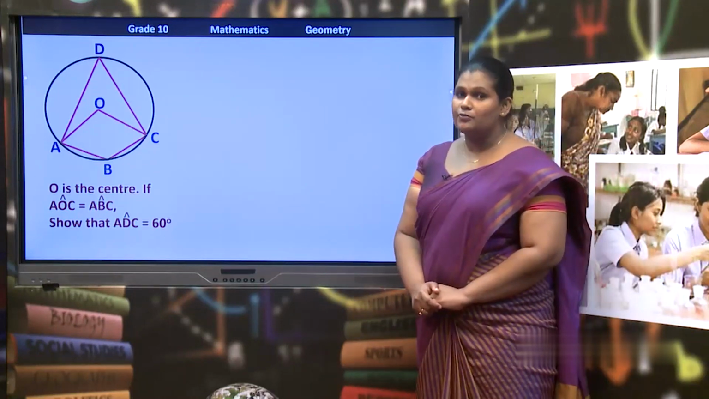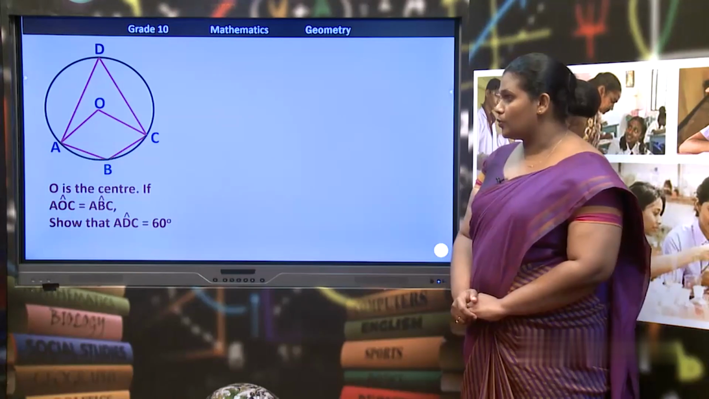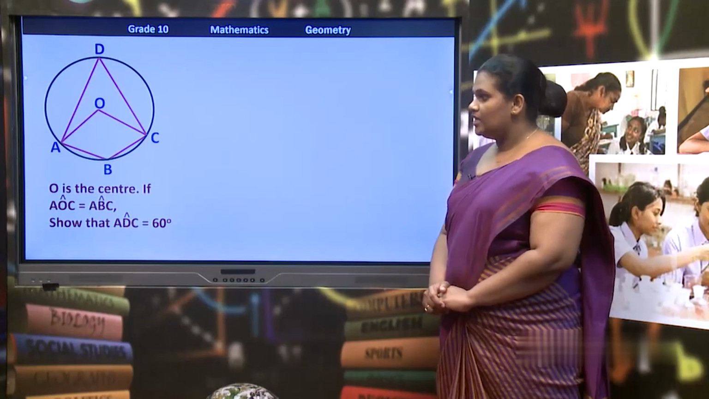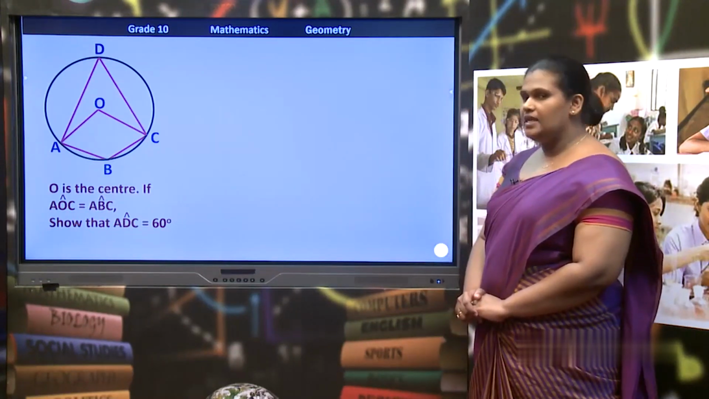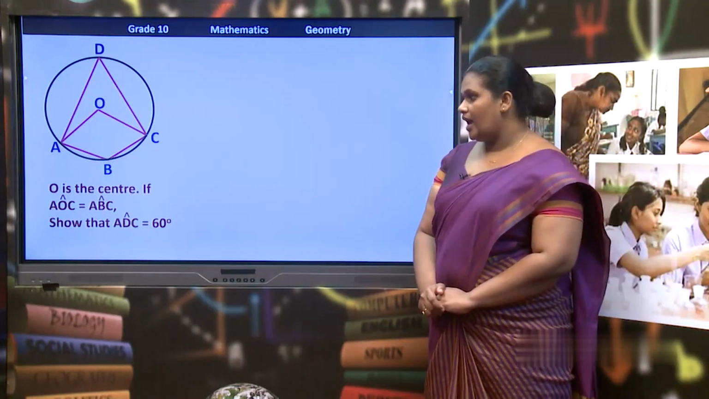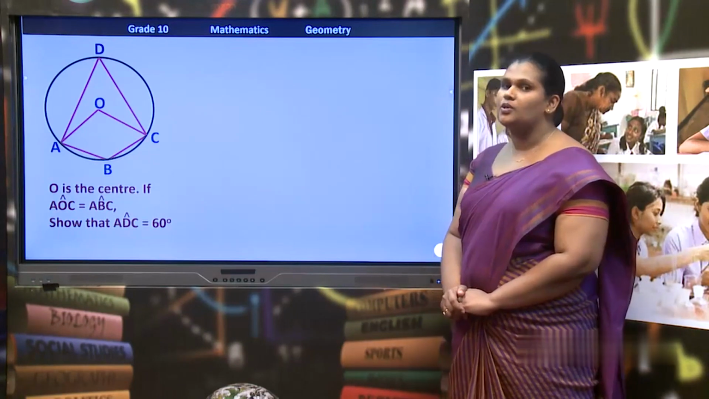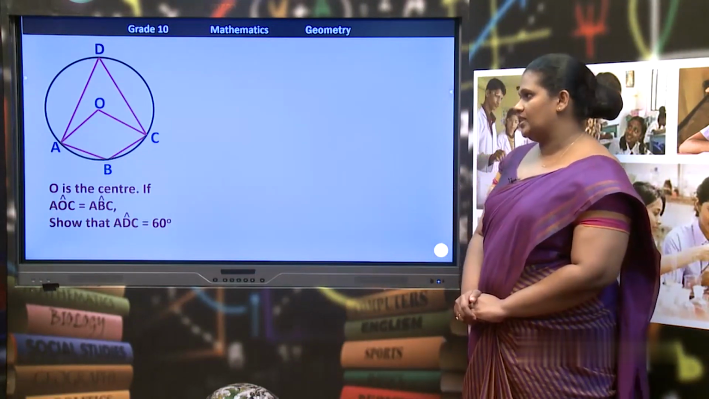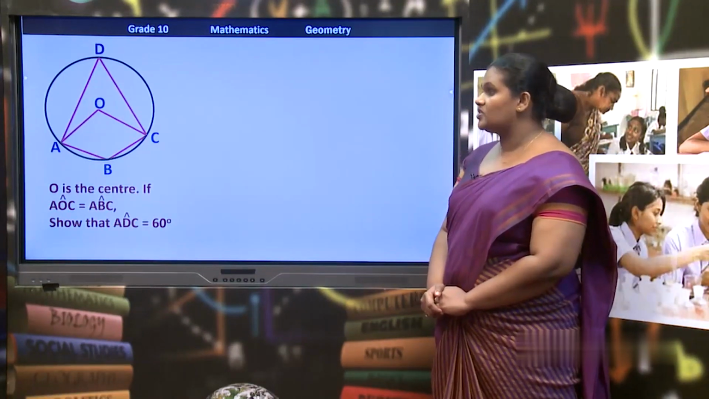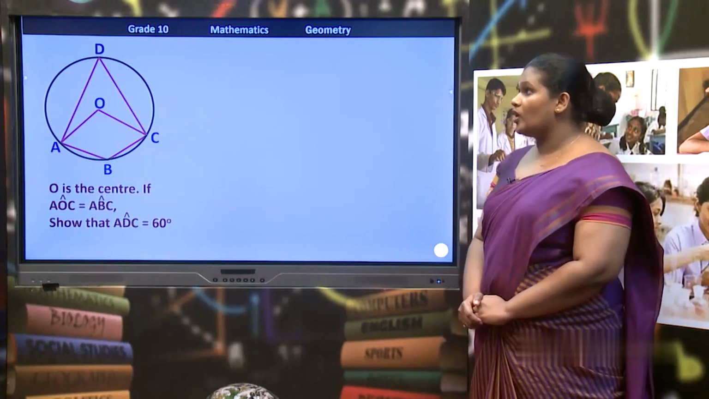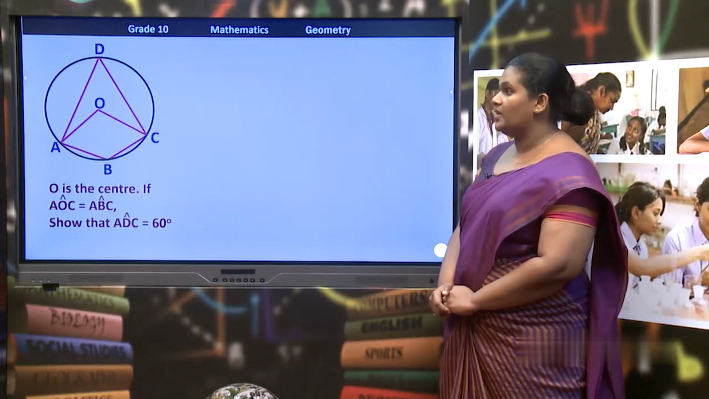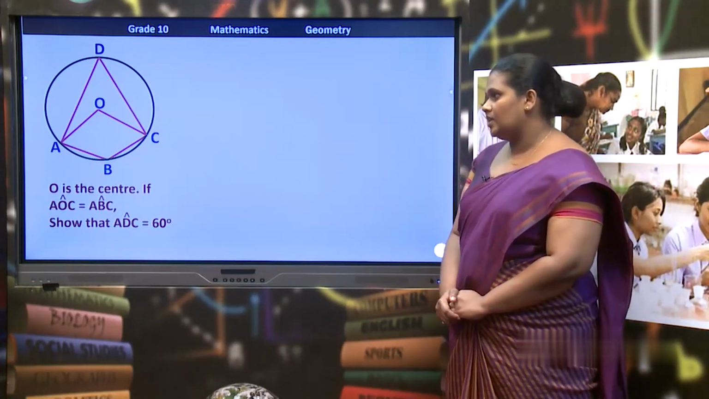Now, this is my first question related to proofs. O is the center. If angle AOC is equal to angle ABC, show that angle ADC is equal to 60 degrees, right. Here in the figure we can see a circle with center O, and 4 points are marked on the circumference of the circle. Those are A, B, C and D, right.